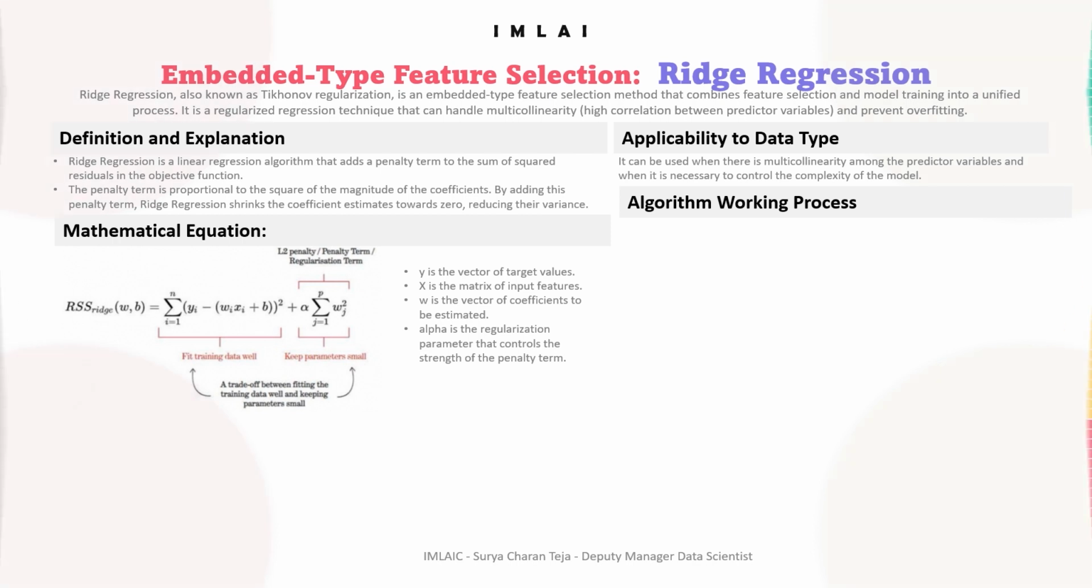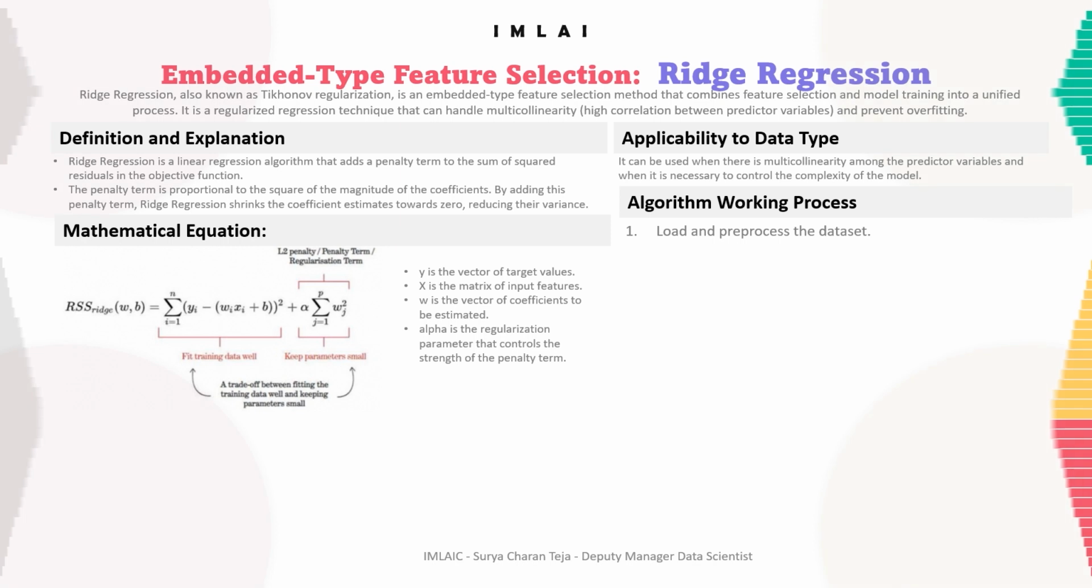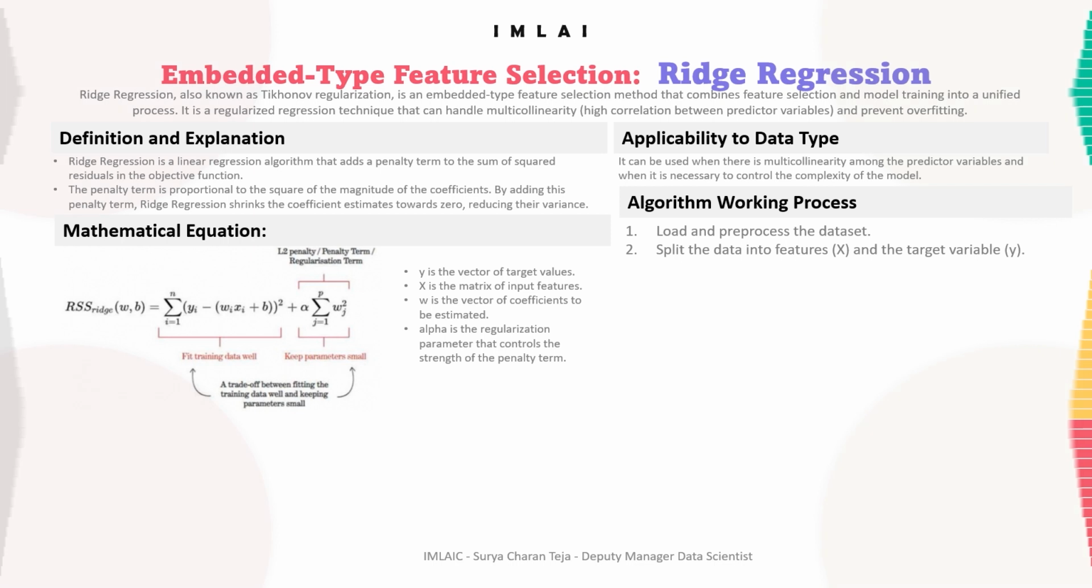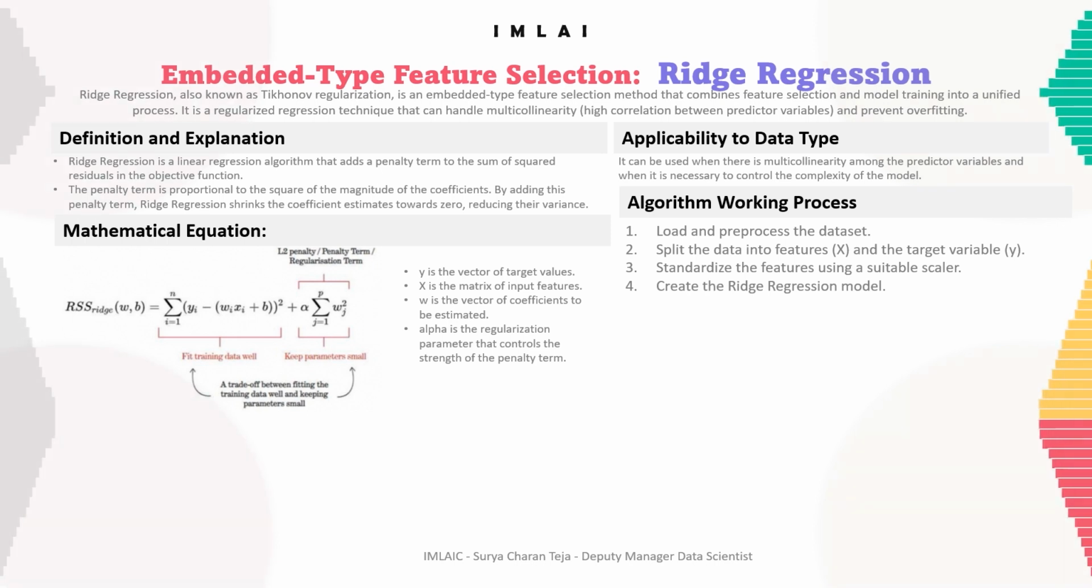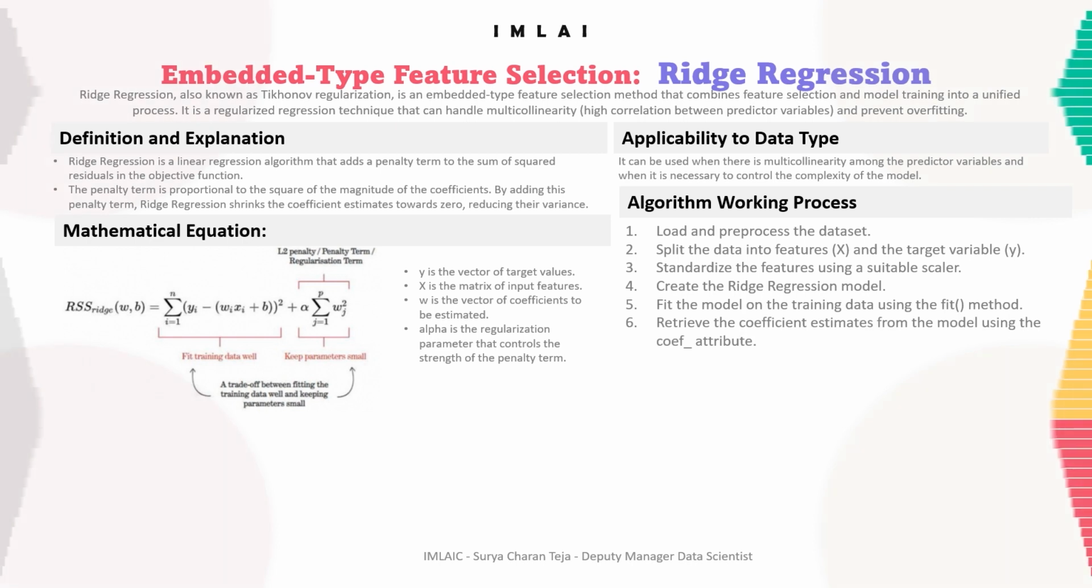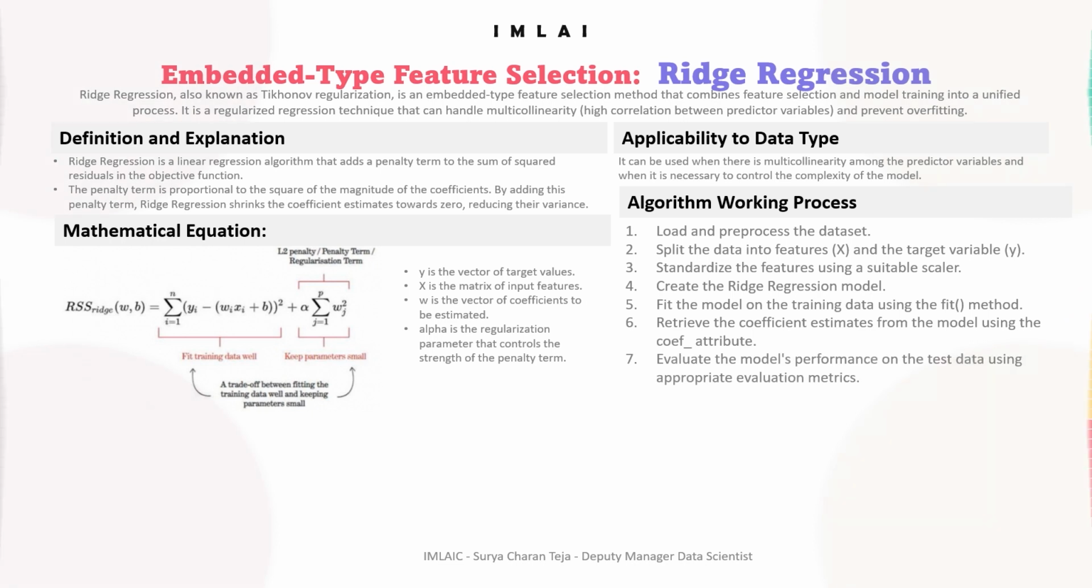Then how this algorithm works, that's what we're going to see, the algorithm working process. Load and pre-process the data set, then split the data into features capital X and the target variable small y. Then standardize the features using a suitable scaler. Then create the ridge regression model. Then fit the model on the training data using the fit method and retrieve the coefficients from the model using the coef_ attribute. The last step is to evaluate the model's performance on the test data using appropriate evaluation metrics. So this is how our algorithm works.